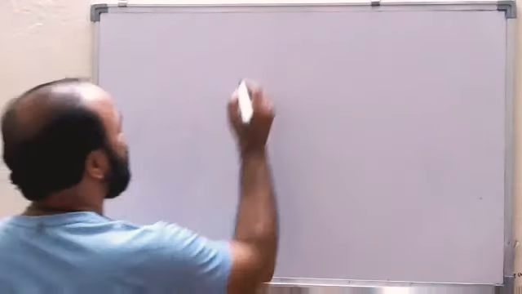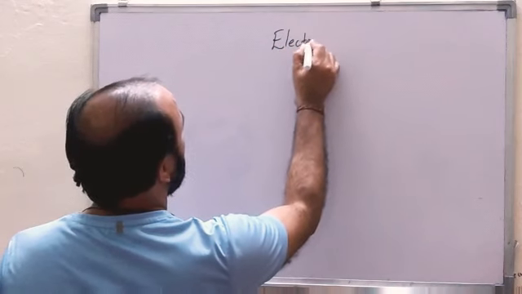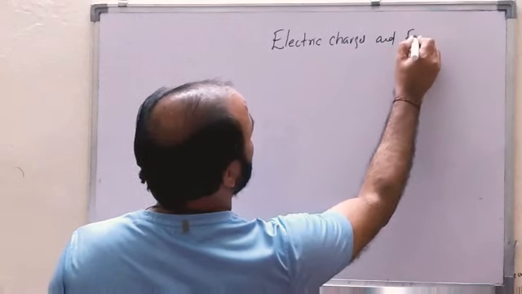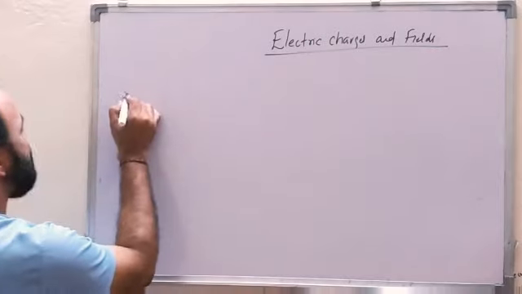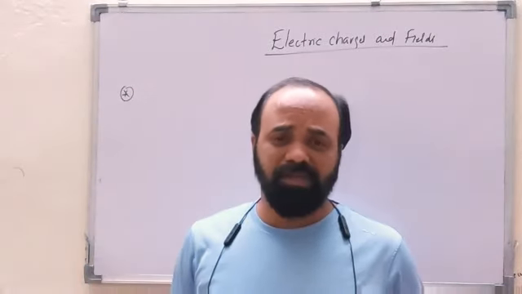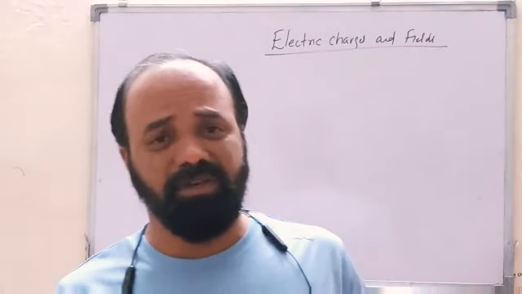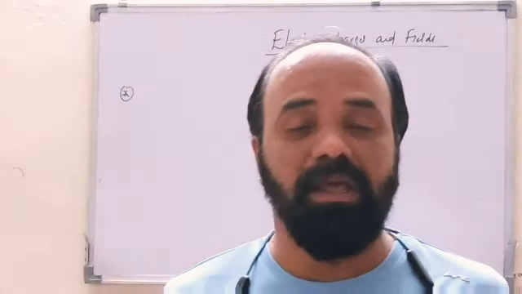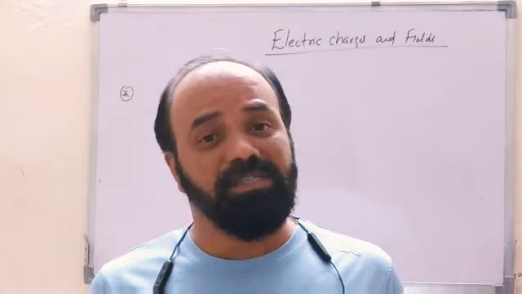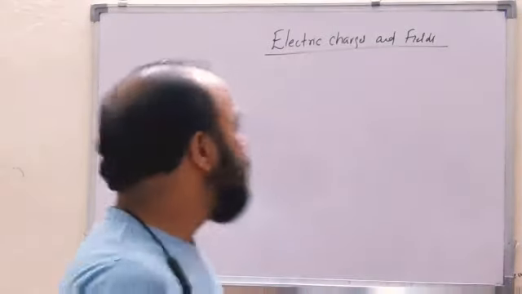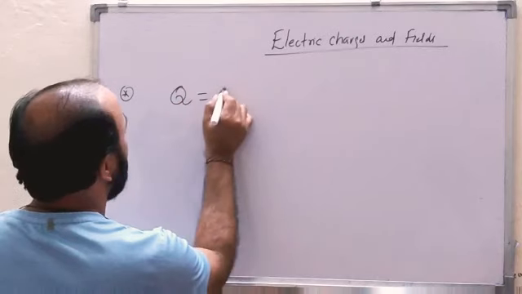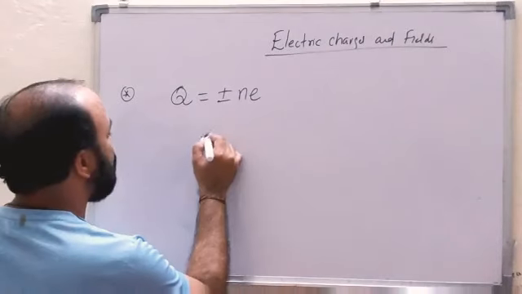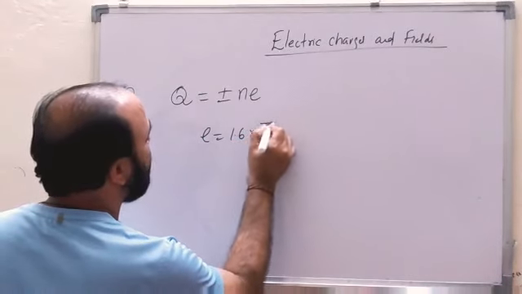See, electric charges and fields. Okay guys, so basic first starting, before 2015 they used to ask one question from the basic property of charges. What are the basic properties of charges? Like charges repel each other, unlike charges attract each other, and charge is quantized. Based on this property they ask: charge can be written as Q equals plus or minus Ne. Here N is an integer, e is the charge of an electron, e equals 1.6 into 10 power minus 19 Coulomb.